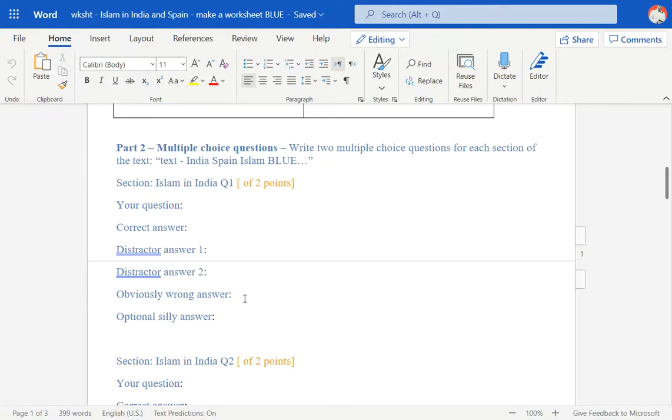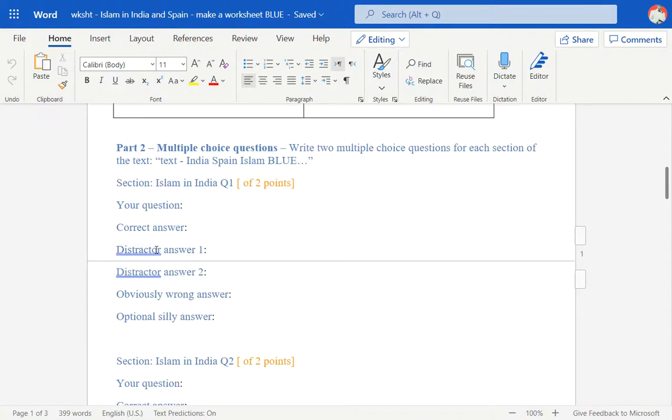You want one obviously wrong answer, not something absurd. If you're answering, say, in what part of India did Islam spread, you don't want an answer that says hot dog, because that's just too obviously wrong. But you want something that's wrong, so you could say Luxembourg, because that's not even in India. So, an obviously wrong answer that's not absurd. And if you do want an absurd answer, and a lot of people do, and I like writing absurd or silly answers like puns or jokes, you can have one of those here. That one's optional though. You don't need to do that one.